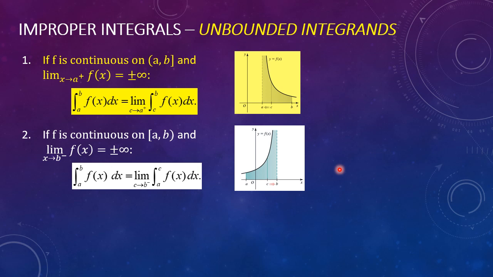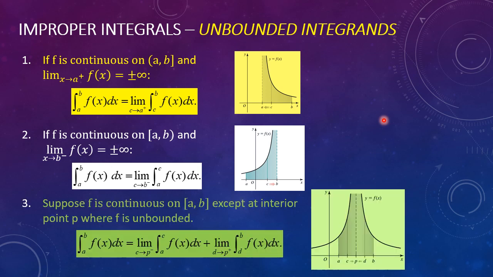So these are pretty similar to what we did before. They're very intuitive of where the asymptote is. If it's at the right end, then of course it's going to be the upper limit, and if it's at the left end of the graph, then it's going to be the lower limit, etc. And then similarly, we might have a function that is continuous over all of a b. However, at some interior point p, it's unbounded, and you can see a good diagram here.